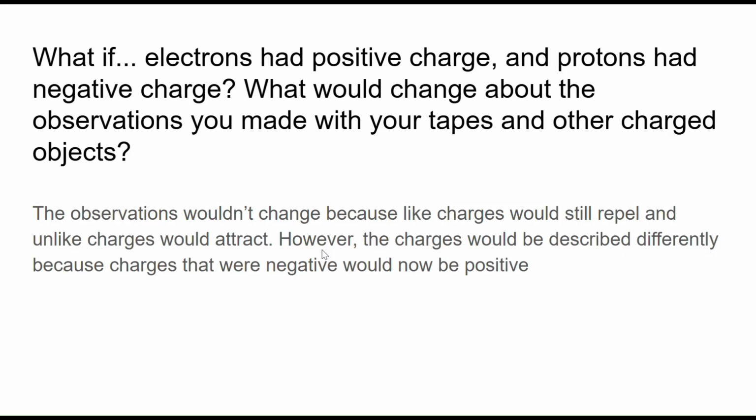So, some questions. What if electrons had a positive charge and protons had a negative charge? What would you change about the observations made with your tapes and other charged objects? So, the observations wouldn't change because like charges would still repel and unlike charges would attract. However, charges would be described differently because the charges that were negative would now be positive. So there wouldn't really be any visible changes in the experiment.